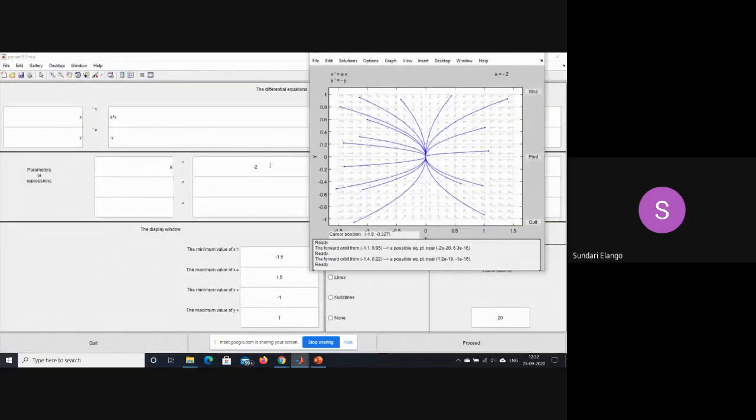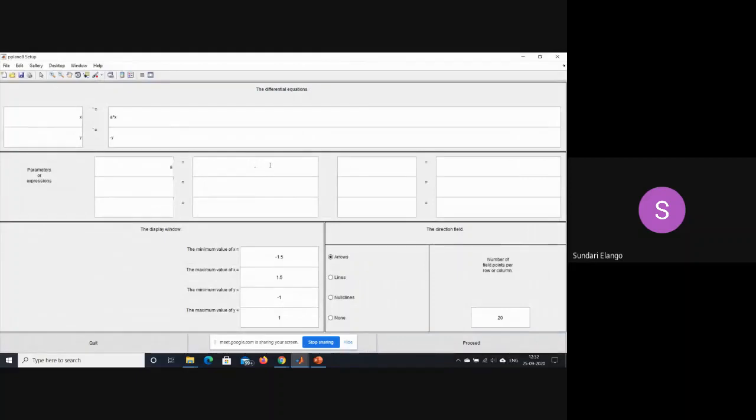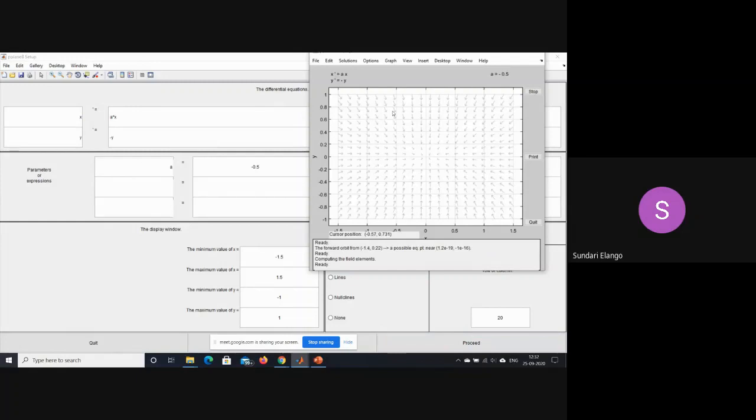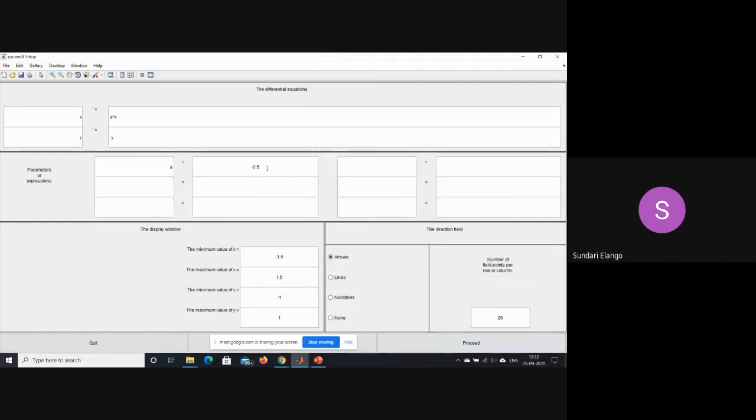Now when I change the value of a to, let's say, 0.5, the stability of this fixed point remains the same. But if you remember the previous graph, this time it is a lot quicker along the y-axis. That is, the vertical drop is a lot quicker than the horizontal drop. That's the difference that you can see in this.